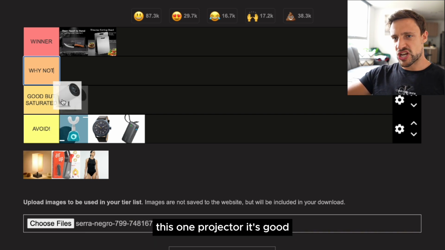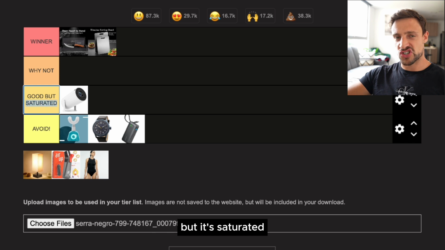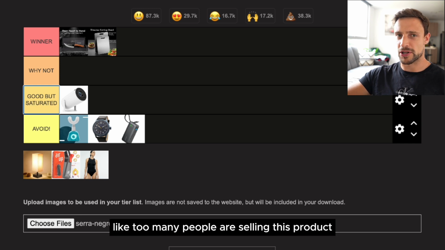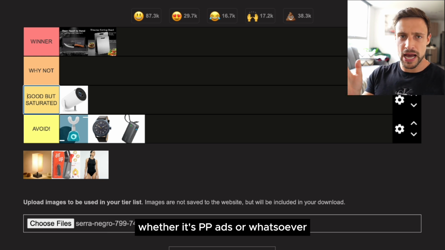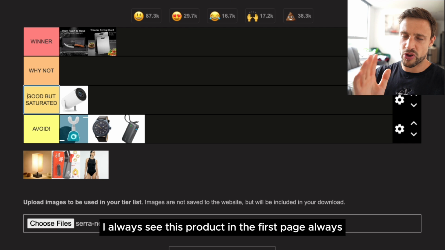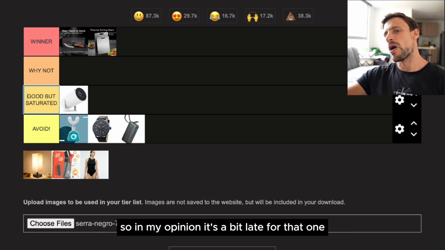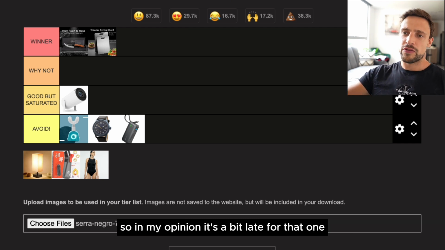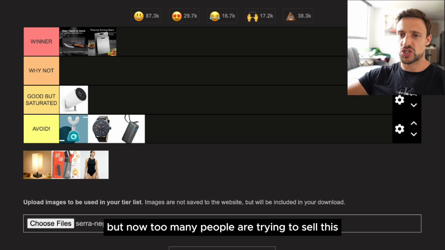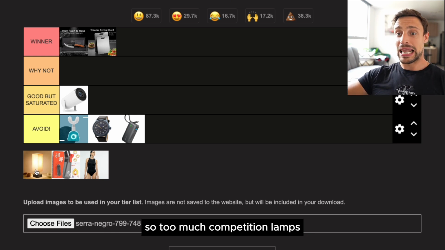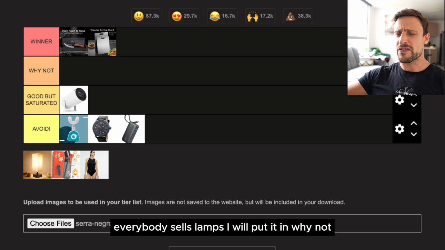This one, projector, it's good, but it's saturated. Too many people are selling this product. Too many. Every time I open any spy tool, whether it's PiPiAds or whatsoever, I always see this product on the first page. Always. So in my opinion, it's a bit late for that one. It could have worked a couple of years ago, but now too many people are trying to sell this, so too much competition.